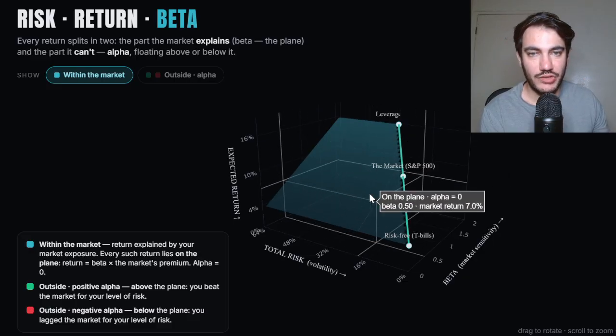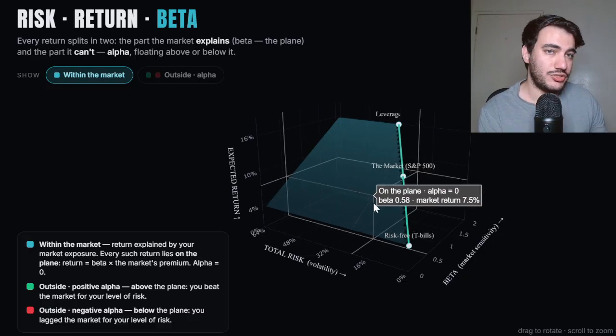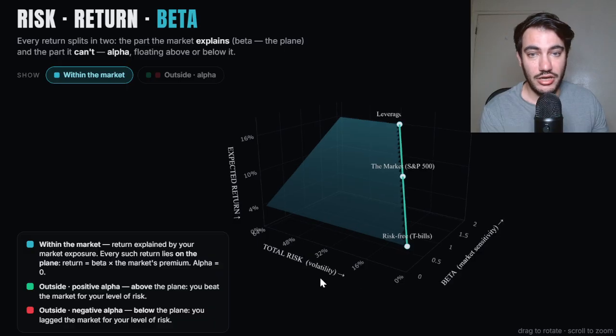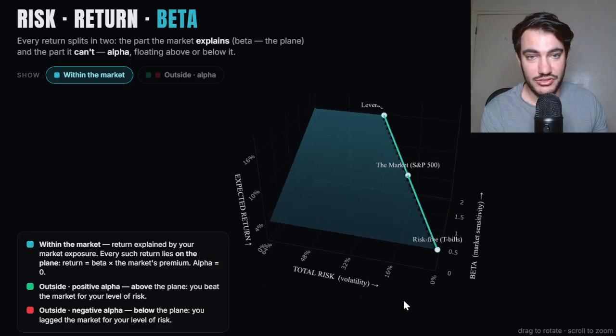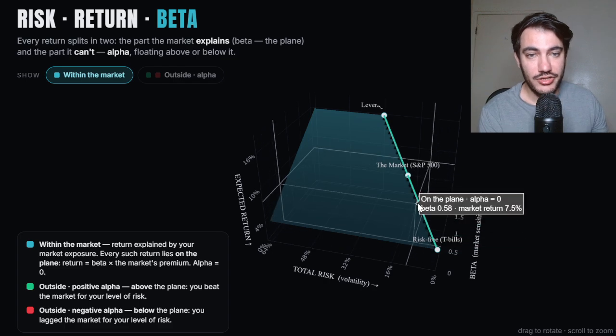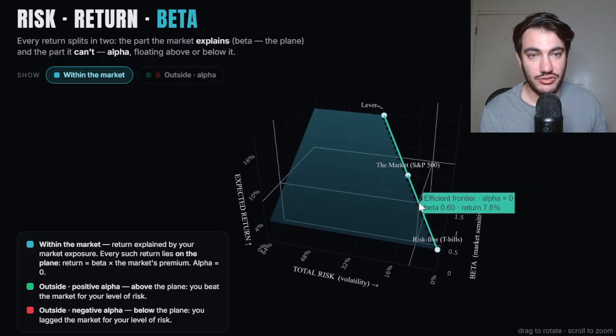Nothing in this plane is beating the market risk adjusted. Nothing in this plane is underperforming the market risk adjusted. And that is what I really like about this presentation. It kind of shows you where everything is. And this line right here, this is the efficiency frontier. This is basically you're maximizing your return for the amount of risk you take on.